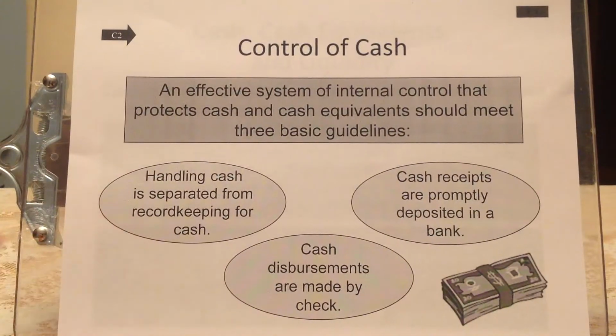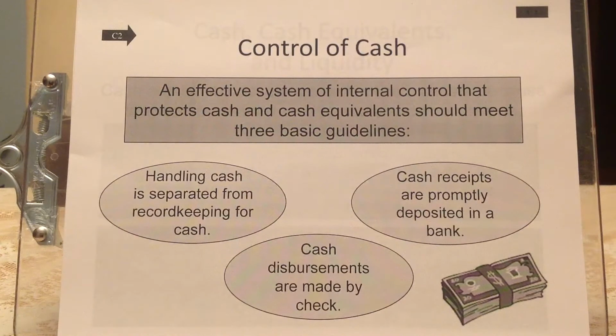Okay, now we're moving away from internal control to cash, although we will be talking about the internal controls of cash at the same time. So theoretically we're moving on, but not really. So, the control of cash. An effective system of internal control that protects cash and cash equivalents should meet three basic guidelines.